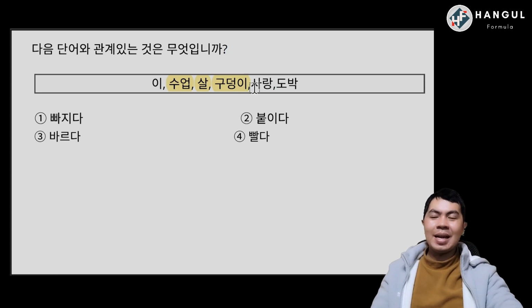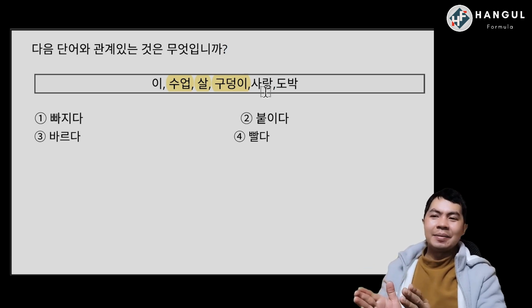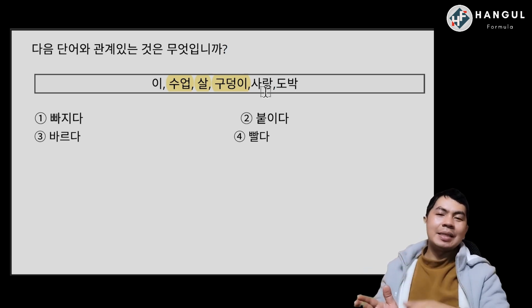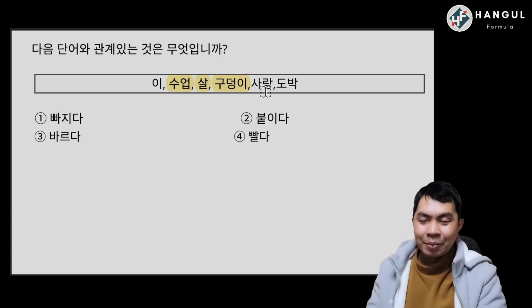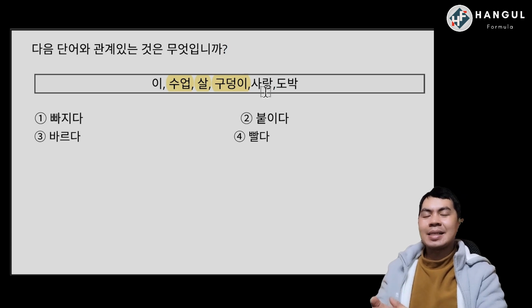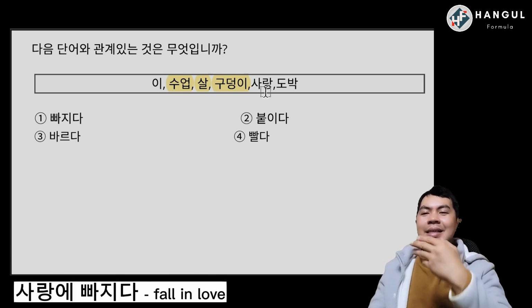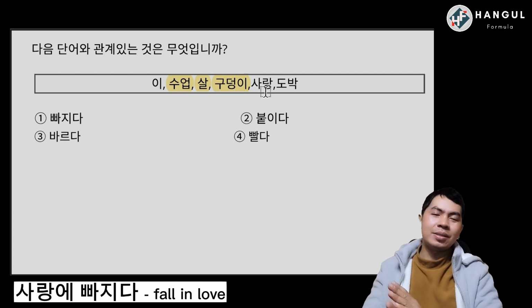And yeah, so sarang, this is somehow interesting, no? Pajida, because it has the meaning of not to fall, okay? To fall over, mamalaglag. So that's why it is used with the word sarang. Sarang is love, and sarang e pajida is to fall in love. Okay? Sarang e pajoso.